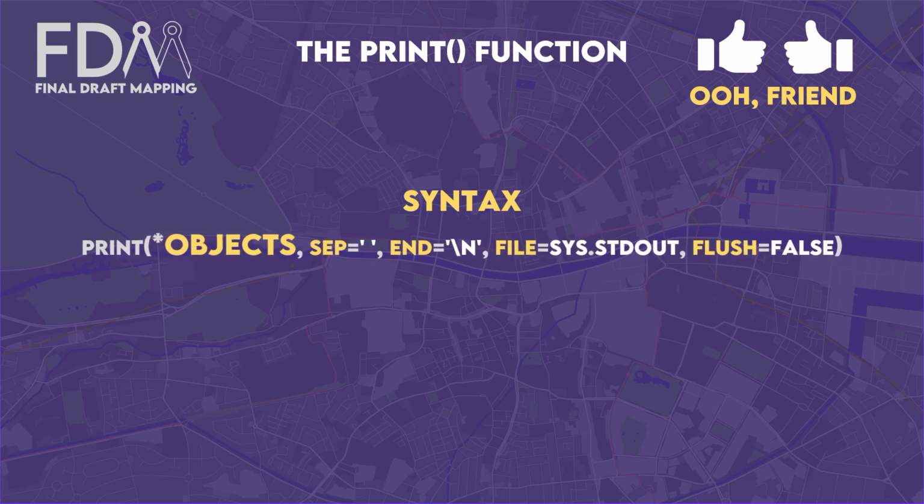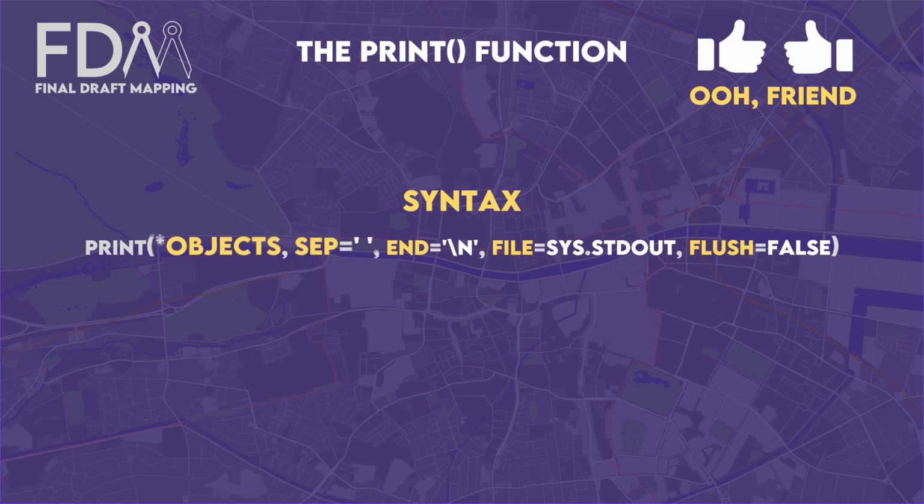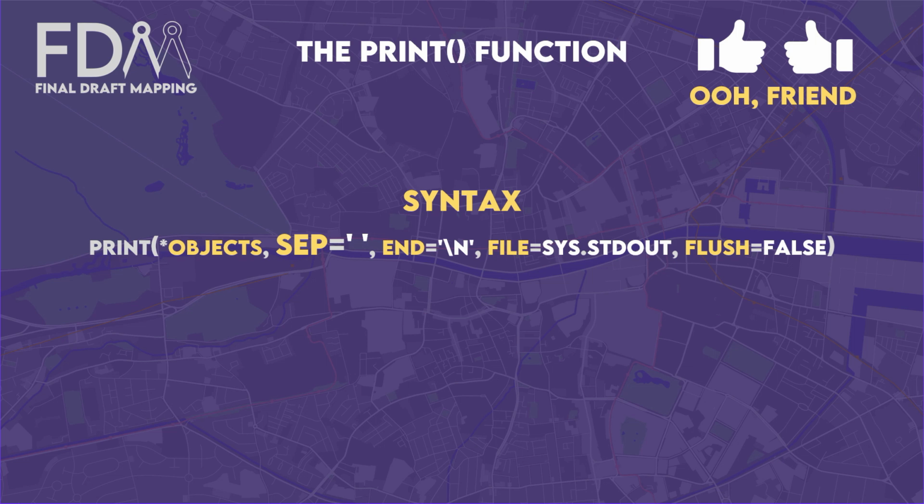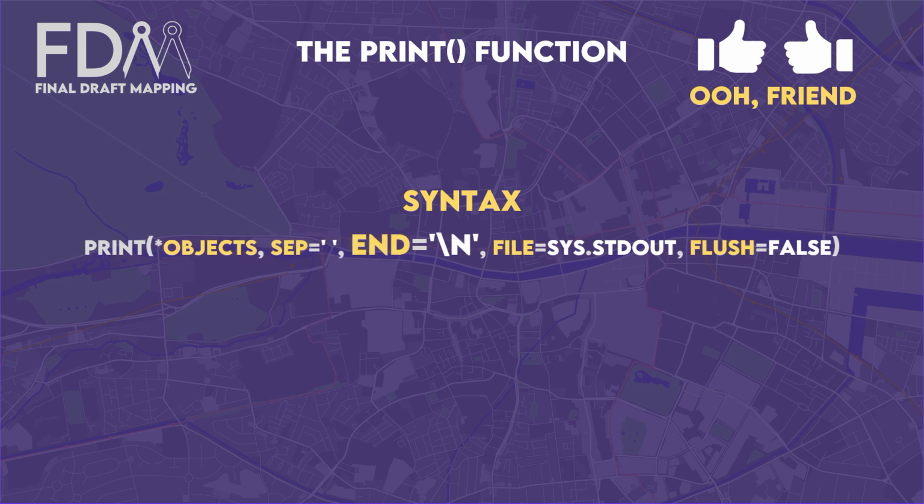The objects parameter can take none, one or many objects. When using multiple objects, you separate them using a comma. The sep parameter is how those objects are separated. By default, it is a space. The end parameter is what happens at the end of the printout. The default is that it moves onto a new line.